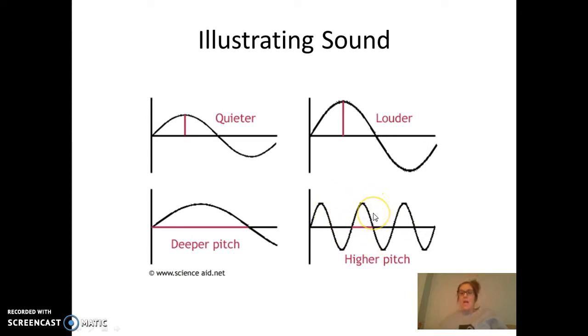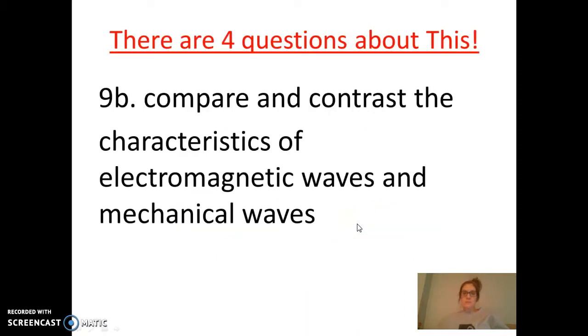Okay? Please remember that louder and higher are not the same thing. Higher has to do with frequency. Pitch has to do with frequency, whereas loudness has to do with amplitude. Remember that amplitude is measured in decibels, whereas frequency is measured in hertz.